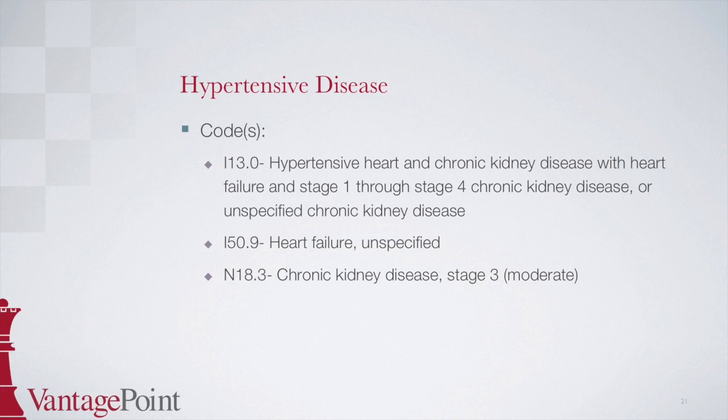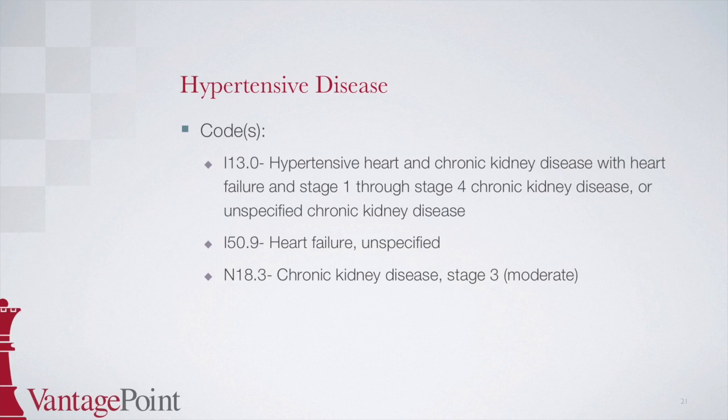This code can be located by starting at hypertension in the alphabetic index and then find heart. Indented below heart is the word with, and then kidney disease. There is a note which states, see hypertension cardiorenal. Once you follow these directions and are at cardiorenal under hypertension, go to with heart failure, then indented below this is with stage 1 through stage 4 chronic kidney disease, which points to I-13.0.